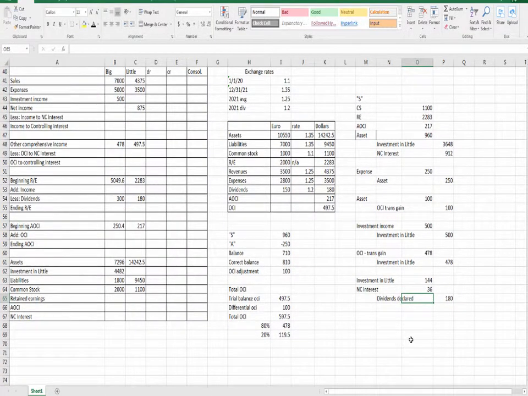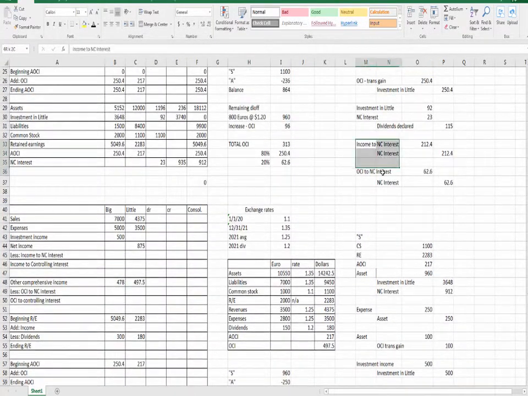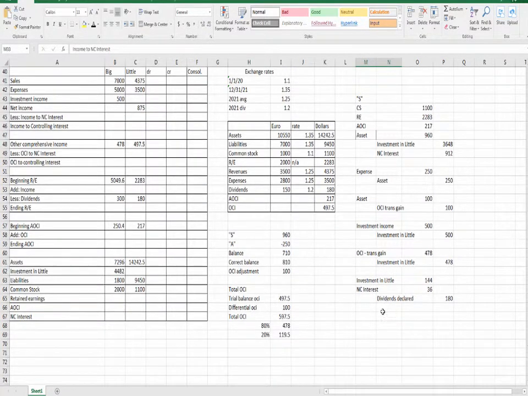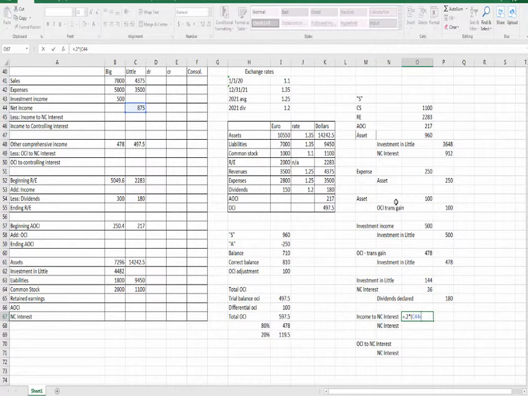And then lastly, we have the income to the non-controlling interest. Again, I'm just going to copy the account titles. The non-controlling shareholders are going to get their share, 20%, of the adjusted earnings. And as always, we start with reported earnings of 875, plus or minus the adjustments due to the amortization. We took another expense of 250. So there's the income to the non-controlling interest. The OCI to the non-controlling interest, again, I already did that calculation over here in this area, 119.50.